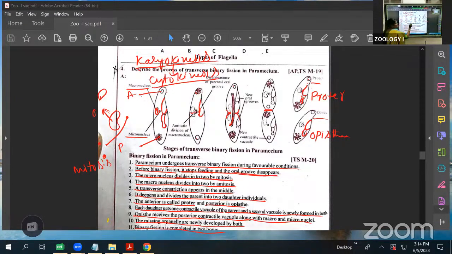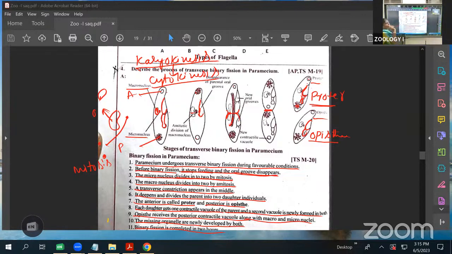After the division of the nucleus, one transverse constriction occurs in the middle. Constriction means one line is formed. This constriction deepens and forms two daughter individuals. The anterior one is called a proter, the posterior one is called an opisthe. The proter takes the anterior contractile vacuole from the parent. The posterior contractile vacuole and the oral groove, they prepare their own. Which one is preparing? The proter.